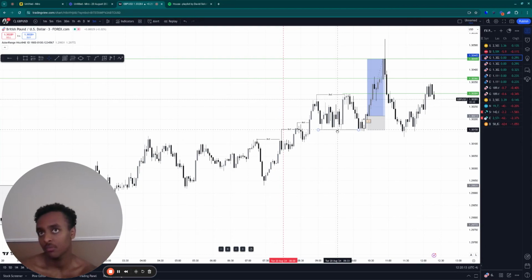15-minute structure has yet to flip. 5-minute structure is still bullish. 15 minutes still bullish. 1 hour is bullish. 4 hours bullish. I mean, daily is bullish. I'm ready to go long. I just need to find a good point at which I could execute.